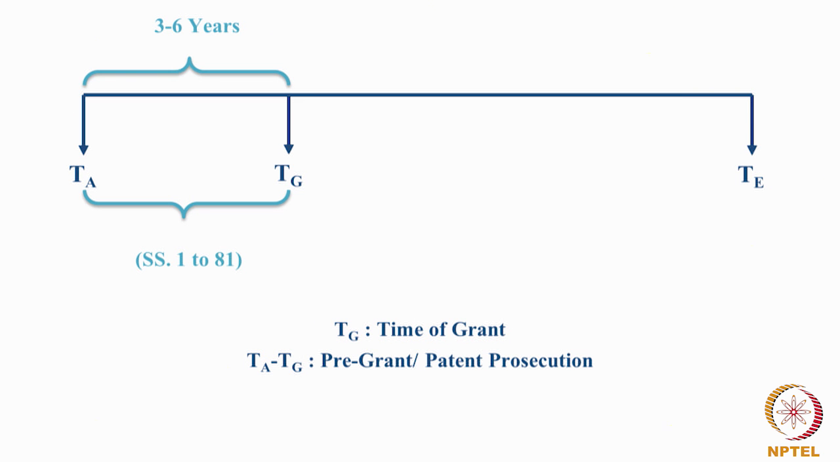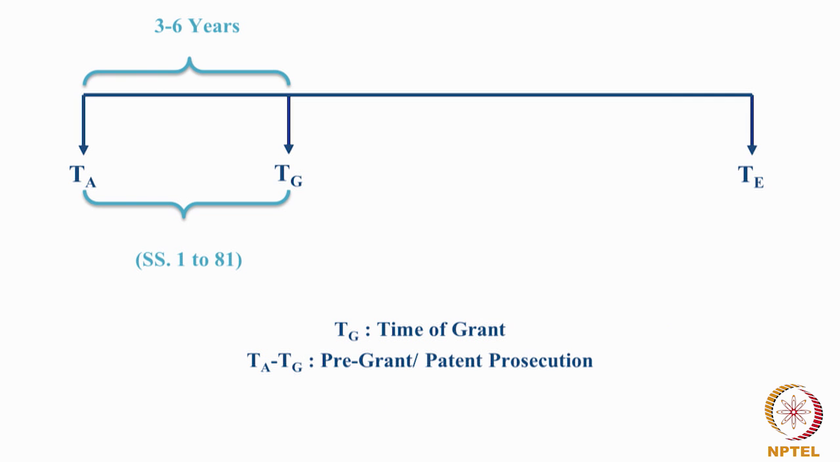A patent normally takes on an average 3 to 6 years to get granted. So, from the day you apply for the patent, that is from TA up until TG, the time of grant, you have roughly, and this is not set in stone, it varies from application to application, and it could also vary from patent office to patent office. So, on an average, we could say that the time between filing the application and the time of grant takes roughly 3 to 6 years. The grant is when a patent is granted by the patent office.